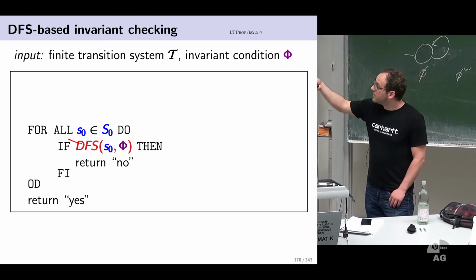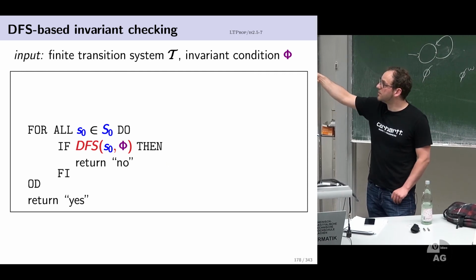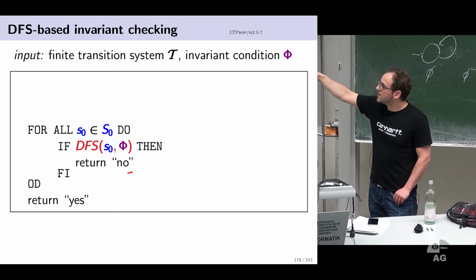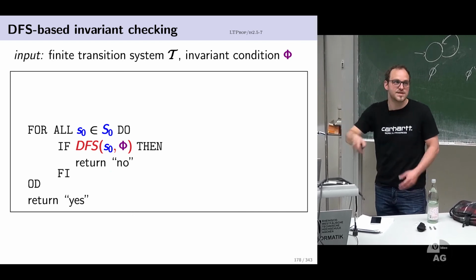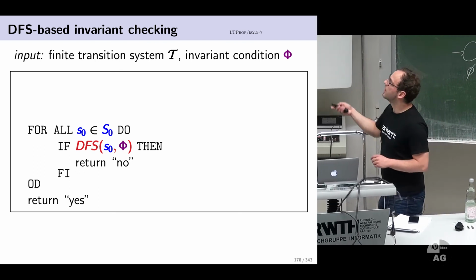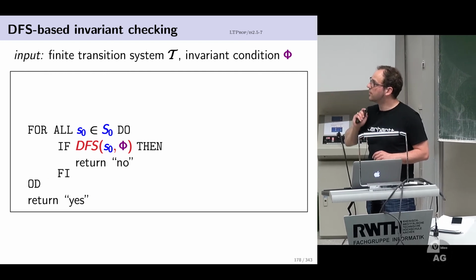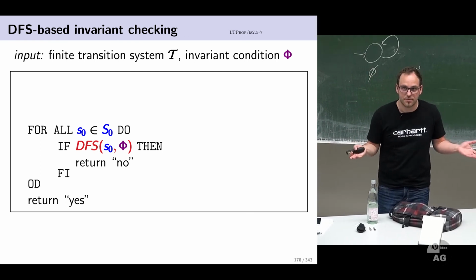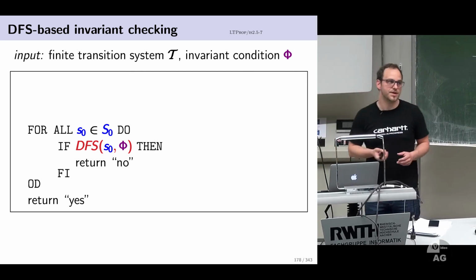And we're going to talk about the implementation of this in a bit. If it returns true, it means it found a state that violated the invariant condition, and we can return no, right? Because we know we found a state that violates the invariant condition, the property doesn't hold. And if after all these explorations we have not found a state that violates the invariant condition, we can answer yes, because no reachable state in the transition system violated the invariant condition.